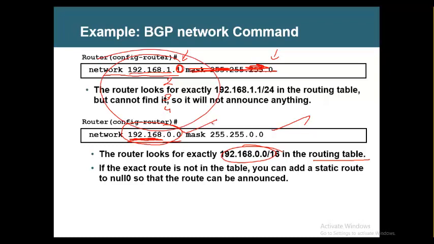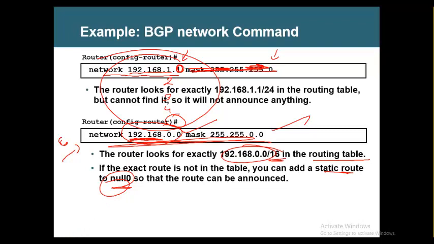Then what you can do is write a static route pointing towards null 0 with /16, and go to BGP and say, I have a route in the routing table matching /16 for this class C. For class C, the default is /24, but you wrote a route with /16 pointing towards null 0 in the routing table, which can be used by BGP to advertise. It will advertise the summary route now. It's a nice lab that you can do and see.